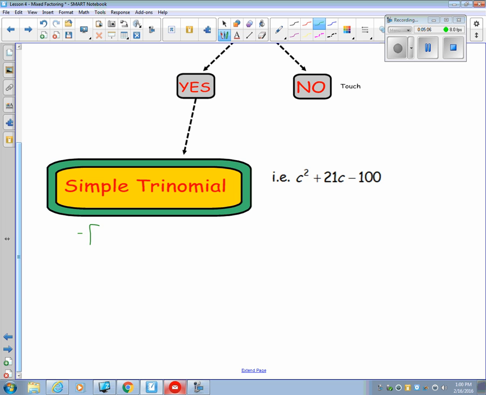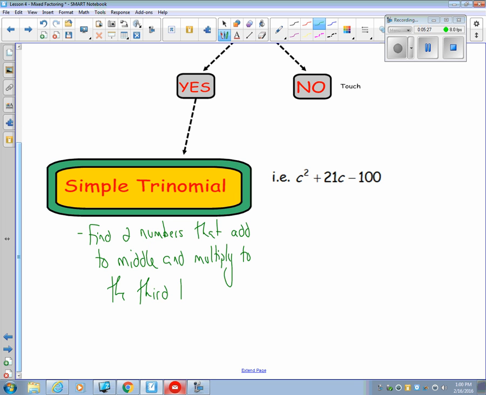I find two numbers that add to the middle and multiply to the third term, or the last term. So I need to think of things that add to 21 and multiply to make 100. Okay, what would work? C and C make C squared.